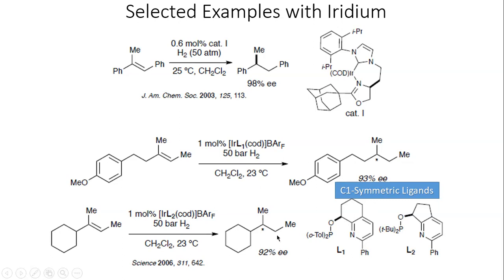And if you remember when we talked about asymmetric catalysis earlier, these C1 symmetric ligands were designed by Andreas Pfaltz, and this was published in Science in 2006. All right.